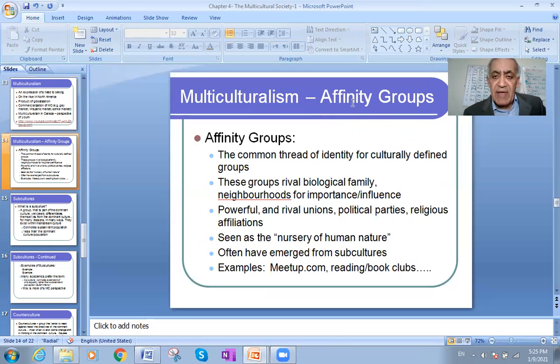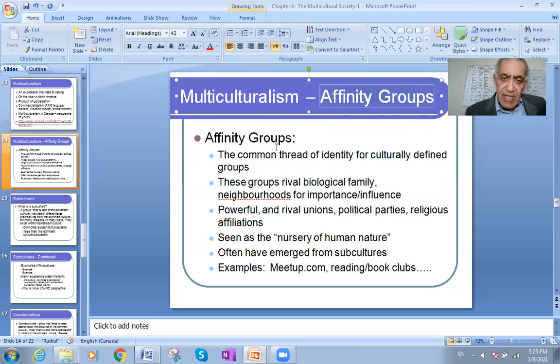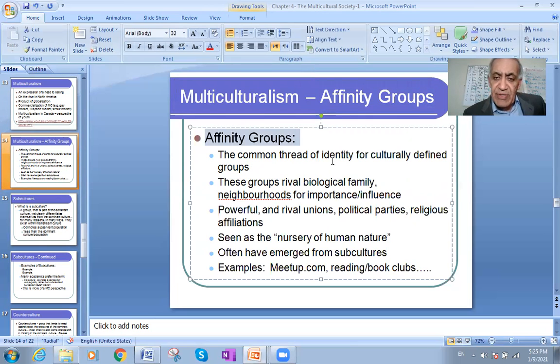So, multiculturalism and affinity groups. What is the issue of affinity groups? Affinity groups are the common thread of identity for culturally defined groups. These groups rival biological family and neighborhoods in importance or influence, and rival unions, political parties, and religious affiliations, seen as the nursery of human nature. They often have emerged from subcultures. Examples: Meetup. You can see some examples here.